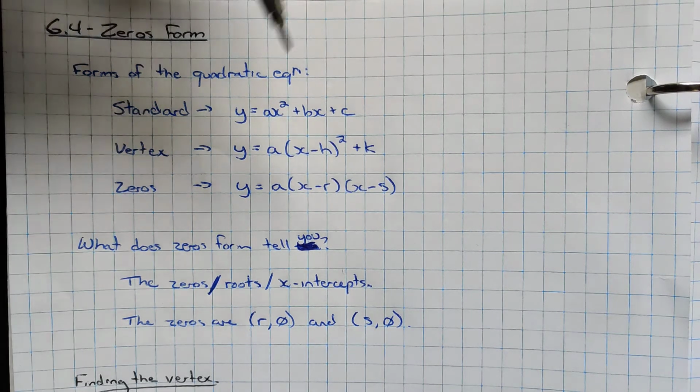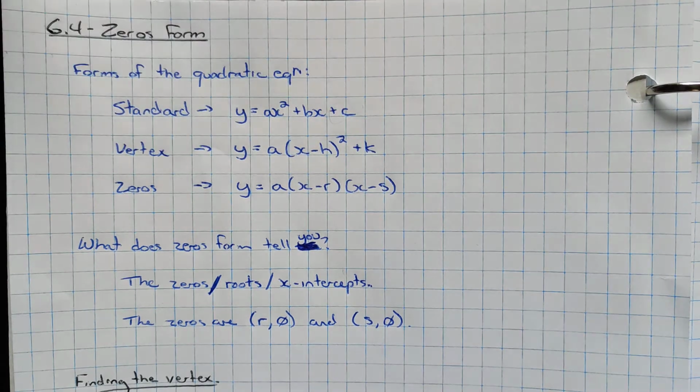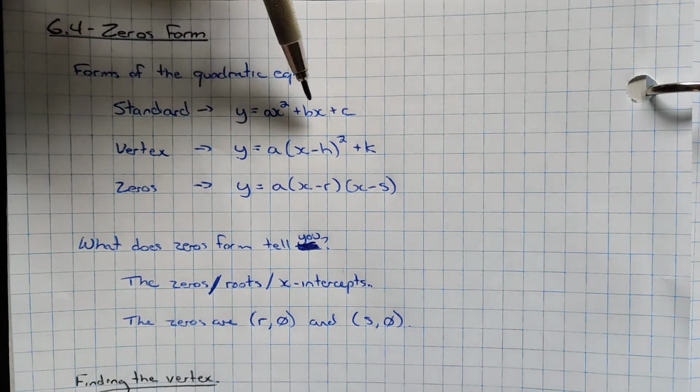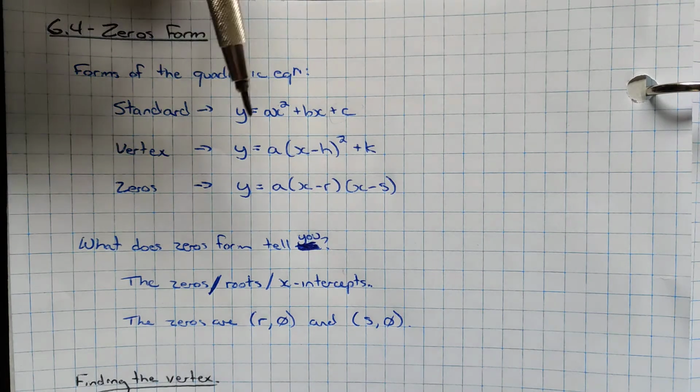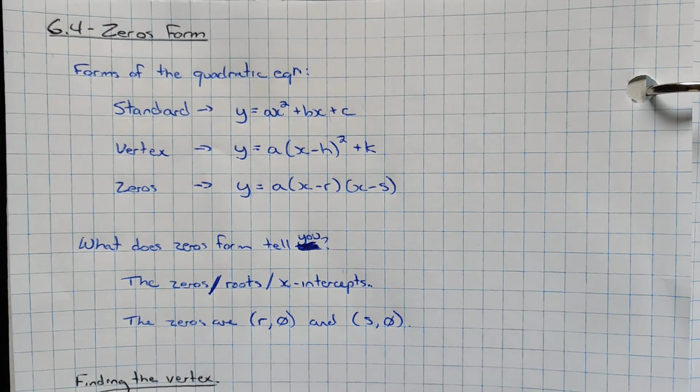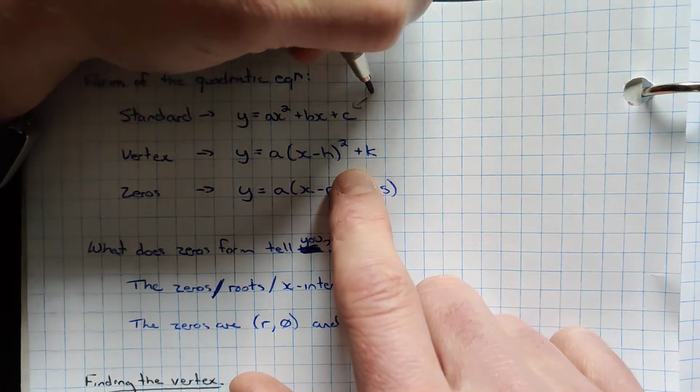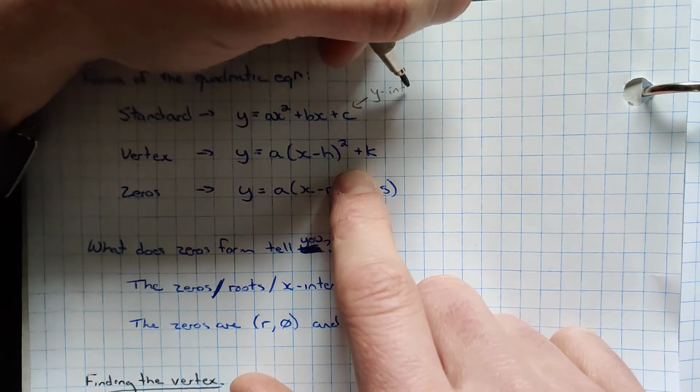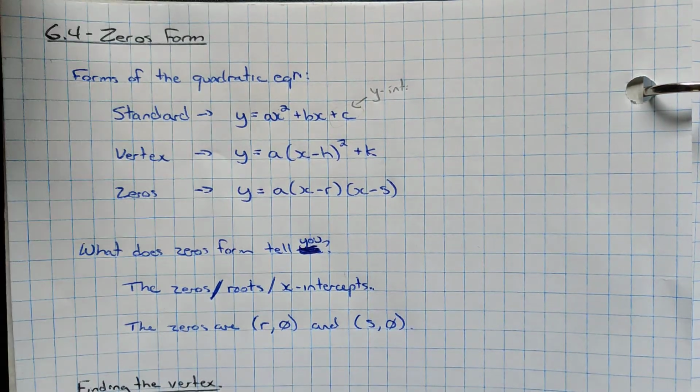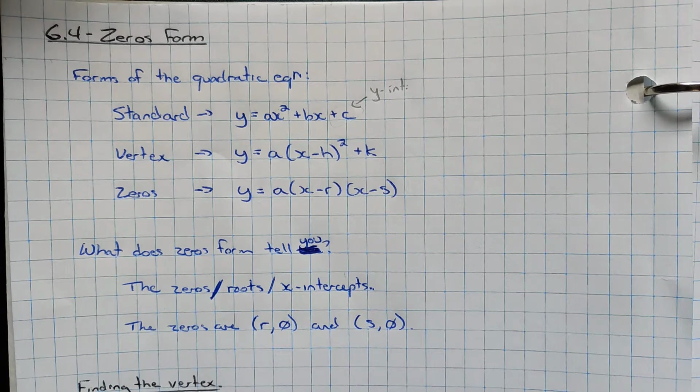One thing that you may have recognized, you may not have yet, but if you did recognize it, good for you. The c value is also the y-intercept because x squared and x would both be 0 in that case, and we'd just be left with the c value. So this is the y-intercept.